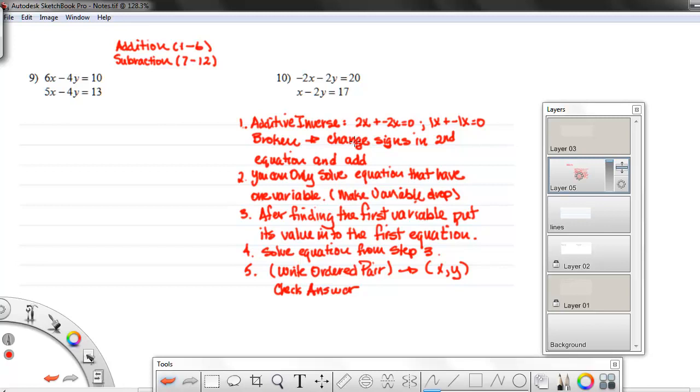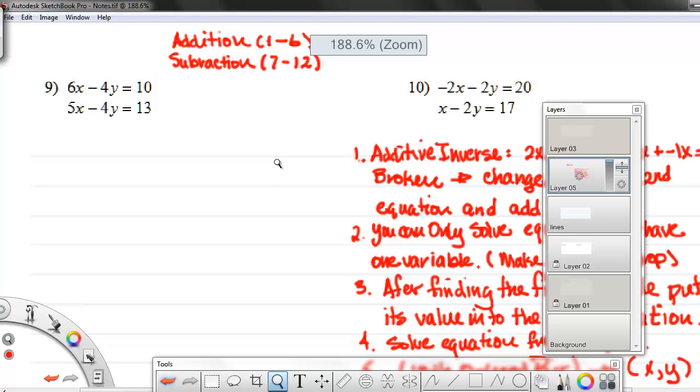The y's don't drop out. If I look here, I have a -2y and a -2y. So the same thing as with number 10. Because the additive inverse is not there, the y's will not drop out. And I have to at least get one variable to drop out. This means that if the additive inverse is broken, where it's not working, you have to change the sign in the second equation, and then we're going to go ahead and add them together. Now let's look at this and see exactly what it means.